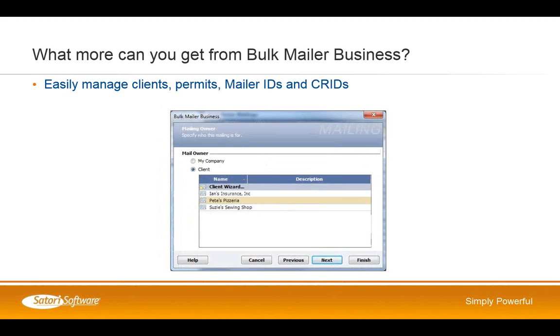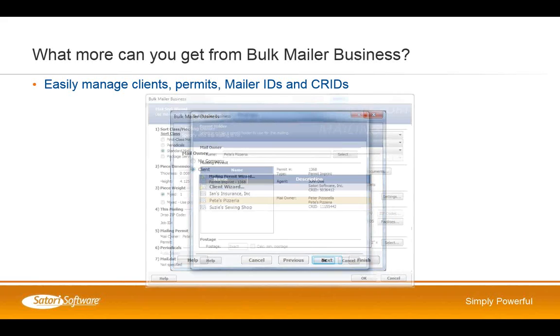So here we go. Once you've got all your mailer IDs and everything set up for all of your clients, when you actually go in to create a mailing, you'll have a screen inside the new mailing wizard that will allow you to assign the client for that mailing. For this mailing, I've selected that my customer is going to be Pete's Pizzeria, and that's who I'm going to be doing this mailing for. And now when I go throughout the rest of the program, all the options that are available are only going to be applicable to this client.